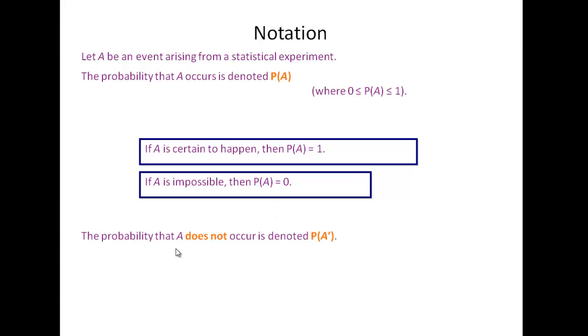We denote the probability that A does not occur with this notation here. We put a little dash over the A. This is the probability that A does not occur. And the probability that A does not occur will be 1 minus the probability of A occurring.